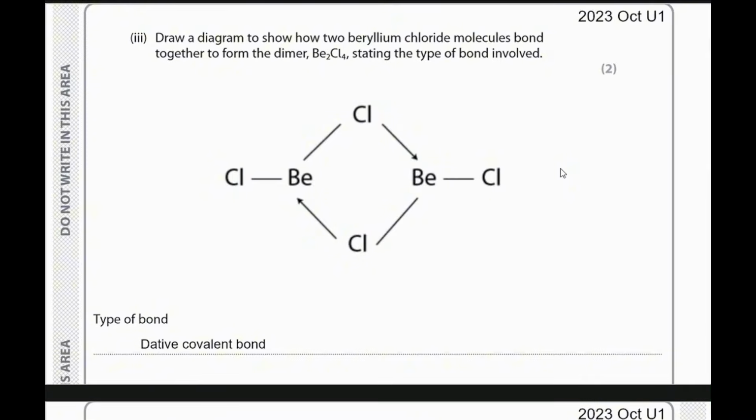Now, the next question says draw a diagram to show how 2 beryllium chloride molecules bond together to form the dimer Be2Cl4, stating the type of bond involved. So, obviously, chlorine consists of a lot of lone pairs of electrons, while the beryllium down here consists of empty orbitals, specifically speaking, at least one orbital.